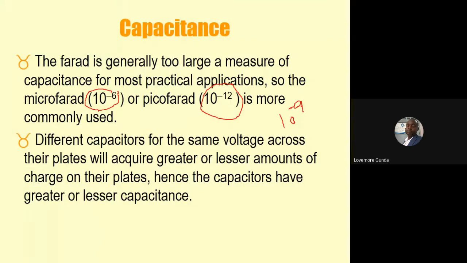Different capacitors for the same voltage across their plates will acquire greater or lesser amounts of charge in their plates, and the capacitors have greater or lesser capacitance. In other words, if you put a voltage V across the capacitor, then depending on its capacitance, it can store either Q1 or Q2. And I'm sure if you link it correctly, you realize that it is because of the use of different dielectric materials.